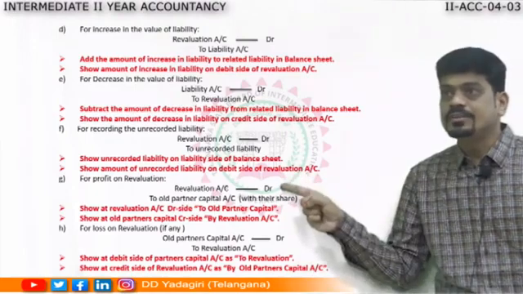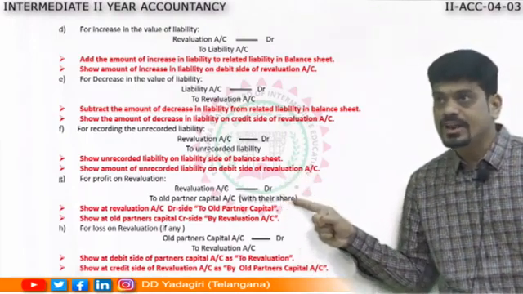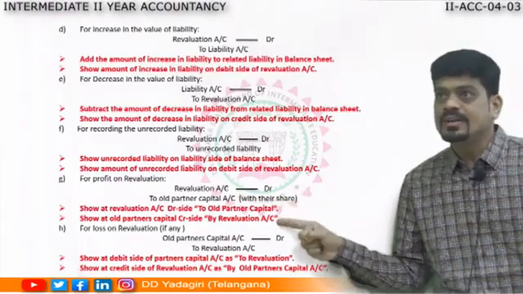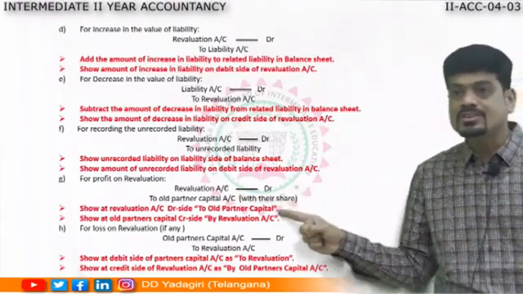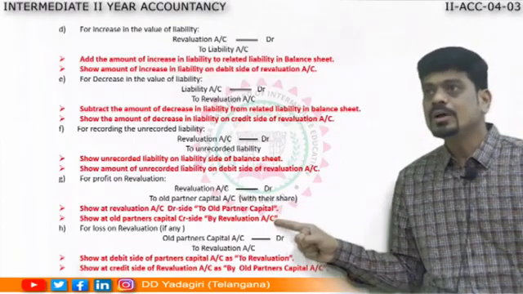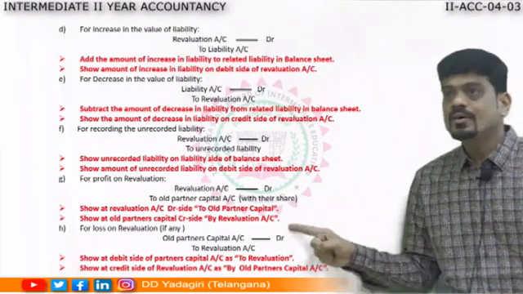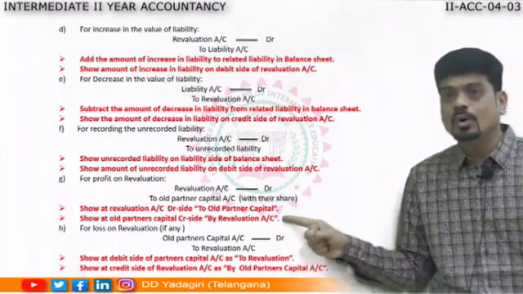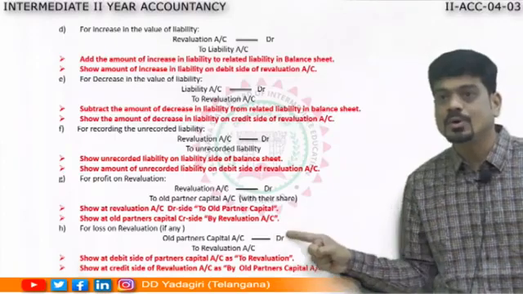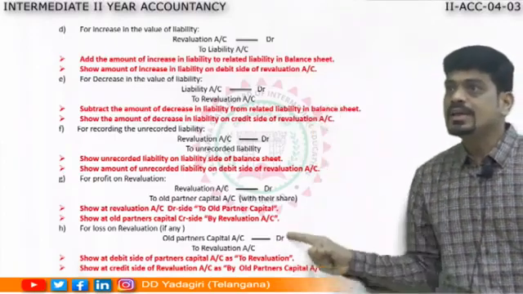When there is profit, revaluation to old partners, with their share I wrote. Like that, the effect is given. Where will it show? In the revaluation account debit side, and the second effect will be put on the partners' accounts credit side. Then if there is loss, the entry will be reversed. Old partners' capital account debit to revaluation account. So these are the entries.